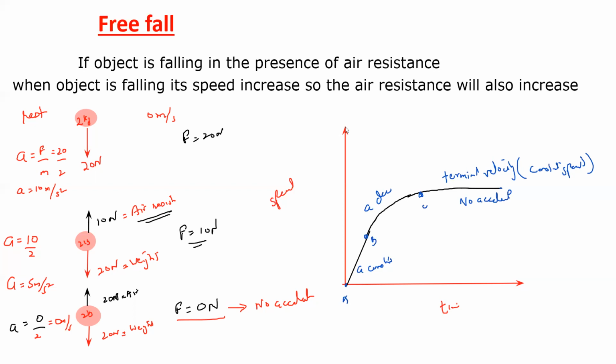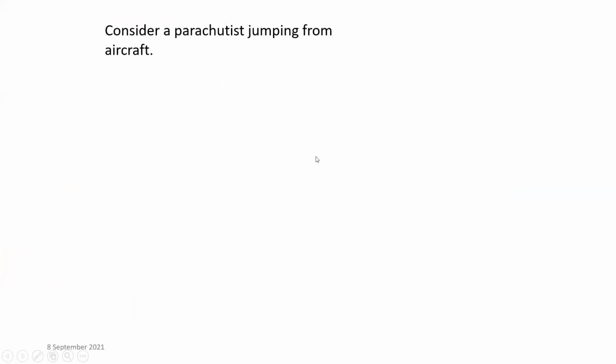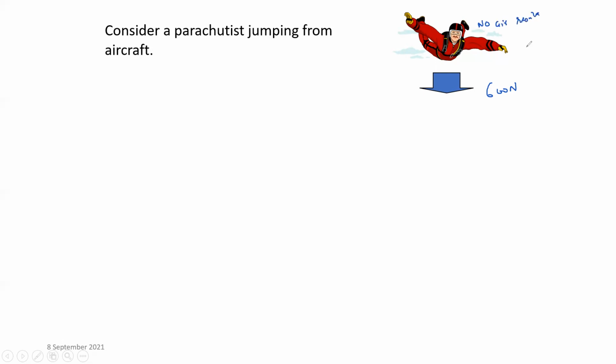For example, say a paratrooper or a parachutist is there. He jumps from the aircraft, he jumps from the plane. So consider a parachutist jumping from the aircraft. His weight is acting downward. If I say his weight is 600 Newton, then the moment he jumps, there is no air resistance. So if there is no air resistance in the beginning, the acceleration will be 10 meter per second square.